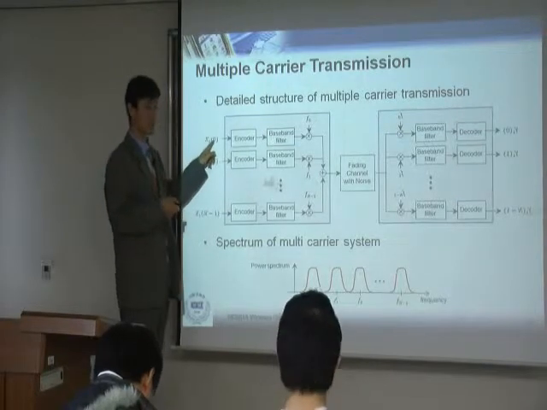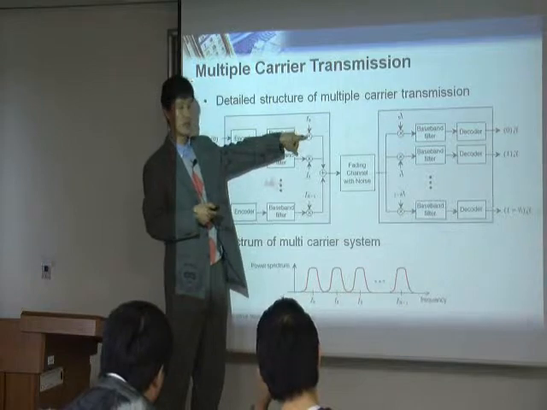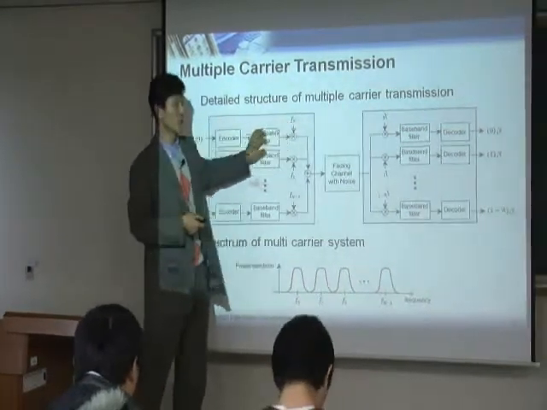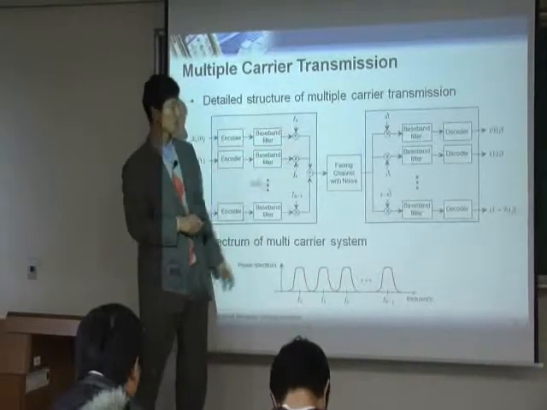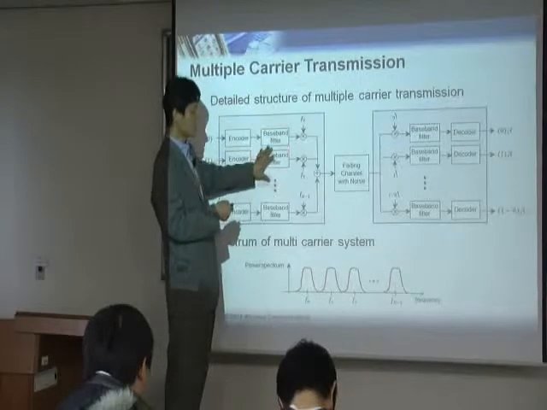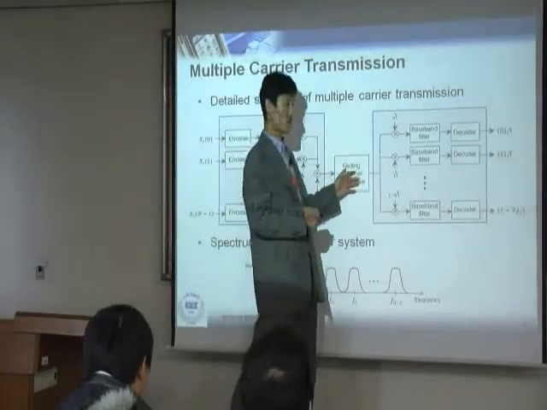And this information is now multiplied by f0. It's modulated by f0. Okay? Each data is modulated with a different frequency. That's what it is. Okay? And then all of these are combined and transmitted over the fading channel.